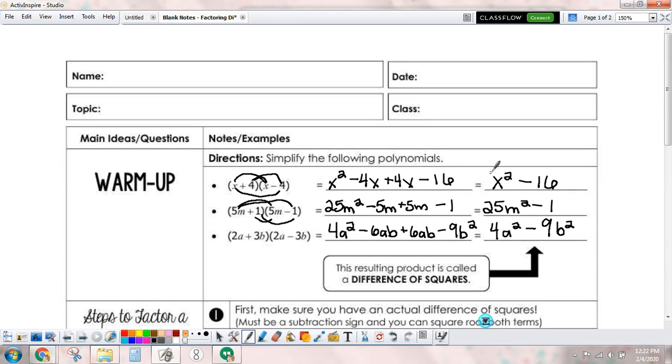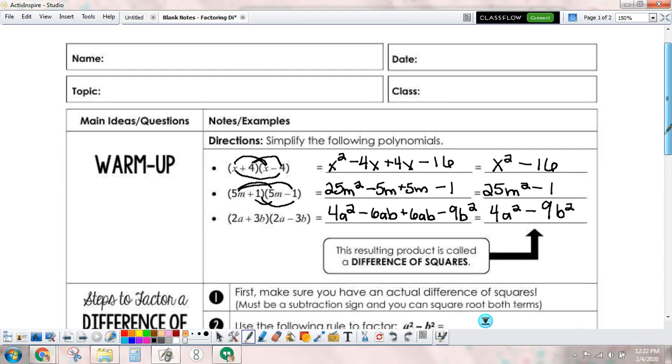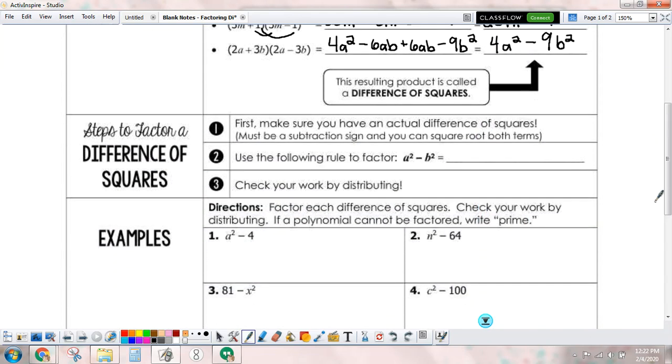Right, so what this is right here, after our equal sign, these numbers here are our difference of squares. Okay, so if you're talking about factoring difference of squares, we're looking at examples that look like this. Okay, so there are 3 steps that you need to follow. The first step is to make sure that you have an actual difference of squares. So you need to make sure that your 2 terms are being subtracted and that you can take the square root of both terms, and that includes the variables.